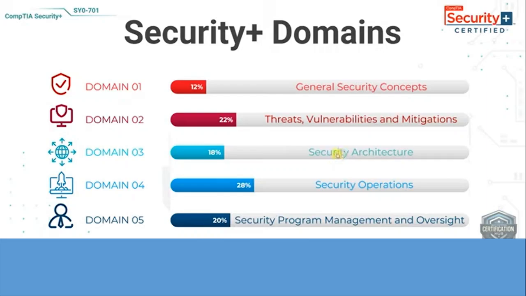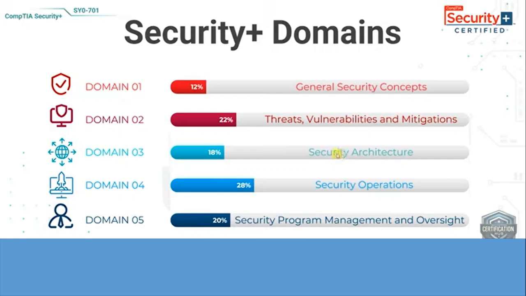Here you can see on the screen Domain 1, which we have completed successfully, which is general security concepts. It covers 12% of your exam. If we talk about Domain 2, this is 22%, a major part of the SY0-701 examination. In this, we have completed threats, vulnerabilities and mitigation. You can see these in the last videos. Now we are moving to Domain 3, which is the 18% part of the examination.